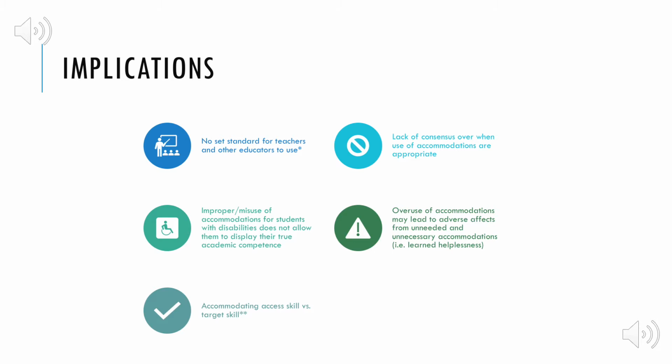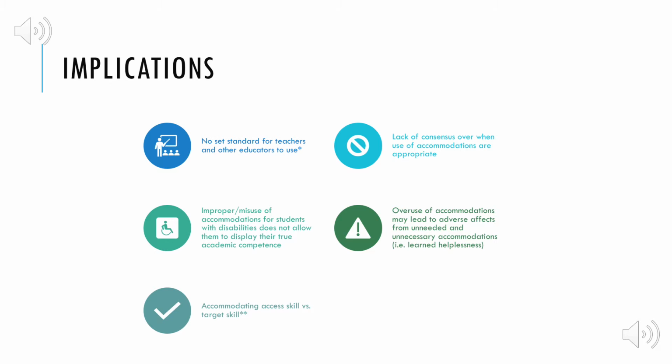Improper misuse of accommodations for students with disabilities does not allow them to display their true academic competence. Another one is overuse of accommodations may lead to adverse effects from unneeded and unnecessary accommodations, such as learned helplessness, and accommodating access skills versus target skills.